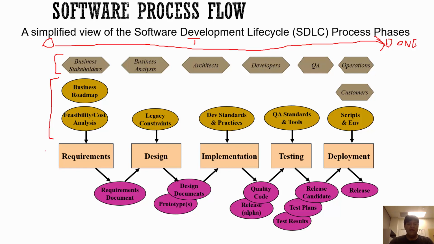Now the next thing down are these rectangles, and the rectangles are really our phases of software development. These are very common and very fixed. This may look to some of you like the waterfall model, and it's not specifically supposed to be that.